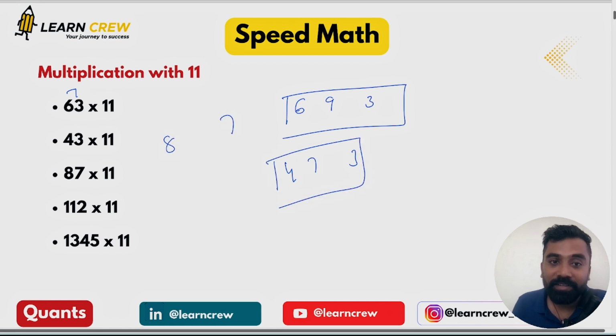8 and 7 far apart. 8 plus 7 becomes 15. 5 you write it here, 1 carry. So it becomes 957. That's it, done.